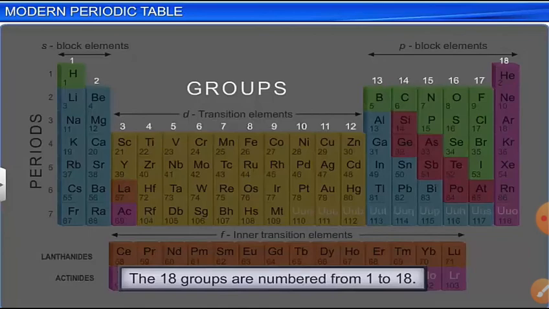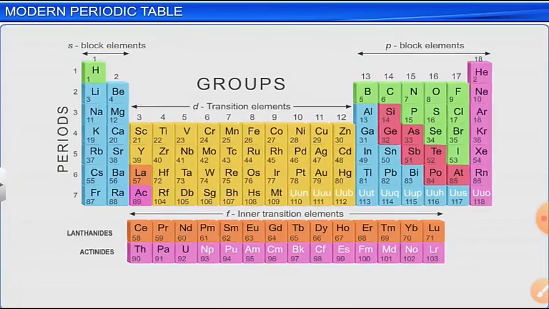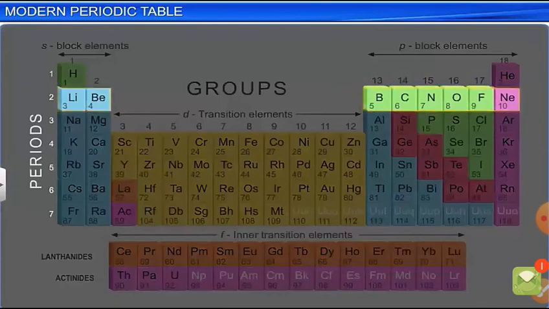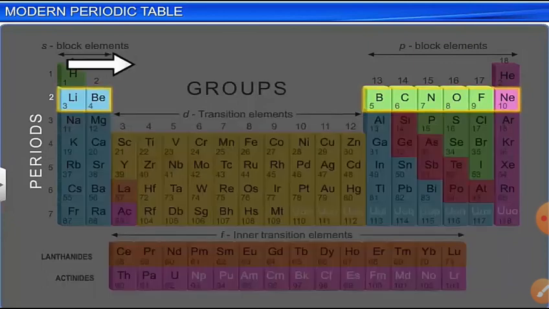So there are 18 groups and they start from 1 to 18, 1 at the extreme left and 18 at the extreme right. This is the arrangement of elements in the modern periodic table. Now the electronic configuration of the second period members: from lithium to neon, you can see they have only 2 shells. Second period means only 2 shells.